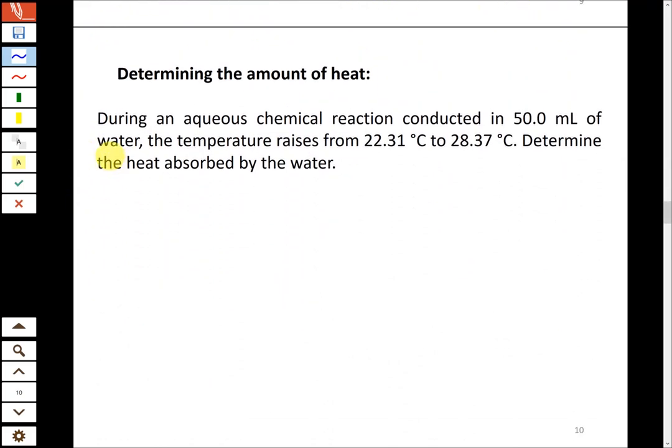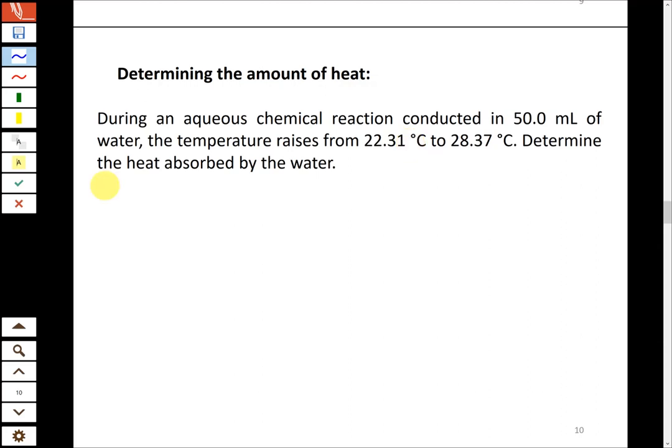All right, so this is a pretty straightforward one. We have an aqueous chemical reaction conducted in 50 milliliters of water. The temperature raises from 22.31 degrees Celsius to 28.37 degrees Celsius. Determine the heat absorbed by the water. So what we're working towards here is how we can use heat to measure delta H for a chemical reaction. We're not quite there yet, but this is essentially how we do it. We run the chemical reaction and we measure the change in temperature, and those two things together can help us find what the heat would be.